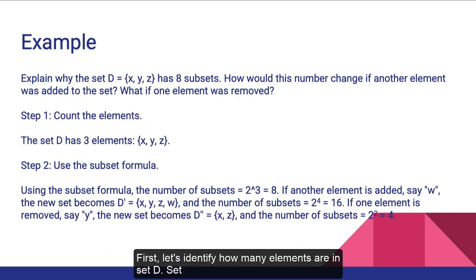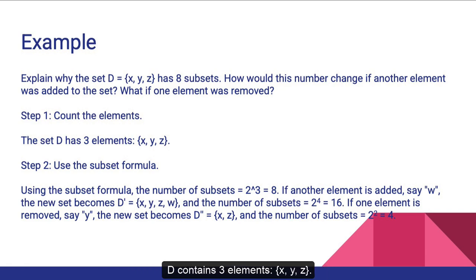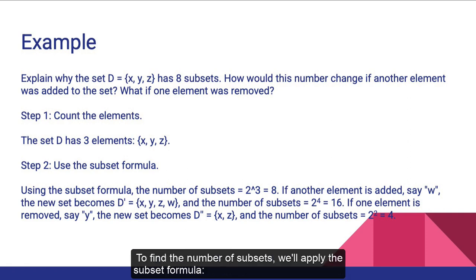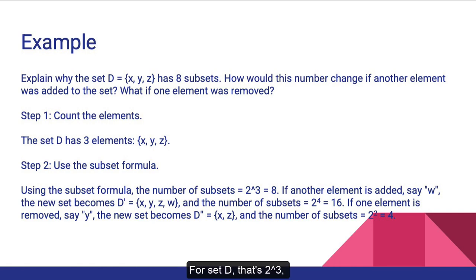First, let's identify how many elements are in set D. Set D contains 3 elements, X, Y. To find the number of subsets, we'll apply the subset formula, 2 raised to the n, where n is the number of elements in the set. For set D, that's 2 raised to the 3rd power, which equals 8 subsets.